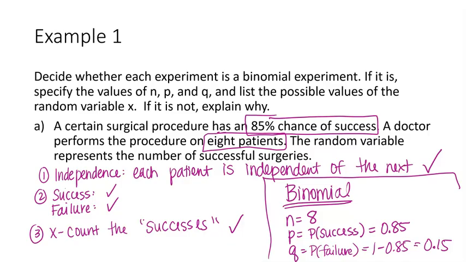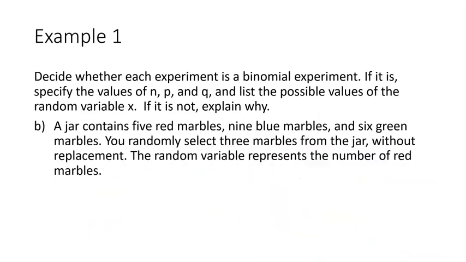Let's try another one of these. A jar contains 5 red marbles, 9 blue marbles, and 6 green marbles. You randomly select 3 marbles from the jar without replacement. The random variable represents the number of red marbles. Okay, remember, I need 3 things.